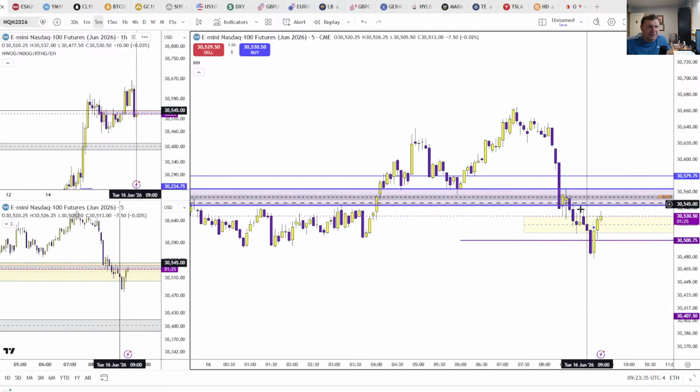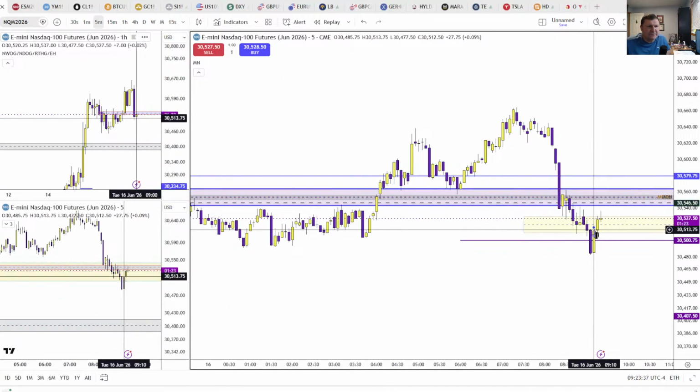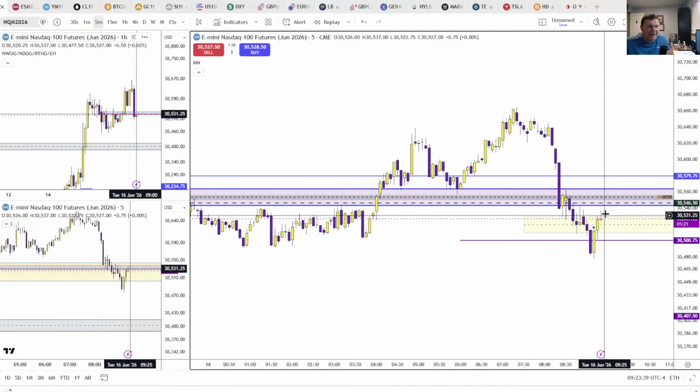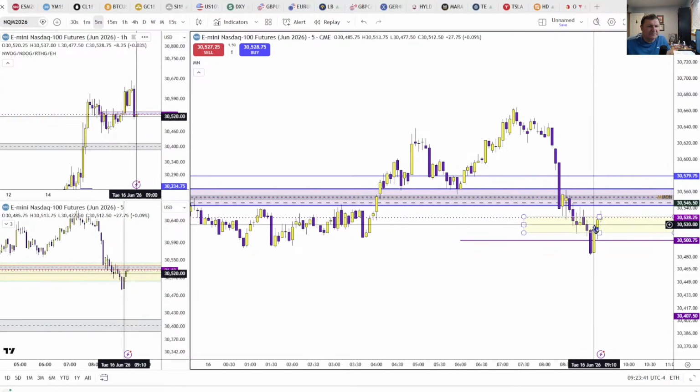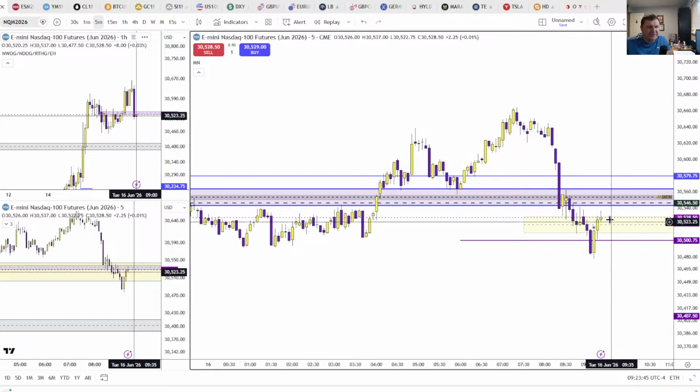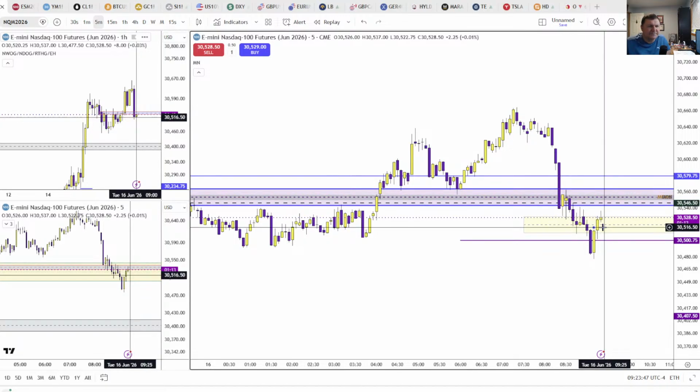We're just inside that no-go zone now. So we'll see where that goes. I like the little poke through. Kind of tells me I like this area right here. We can get a bounce off of that, send that a little higher.